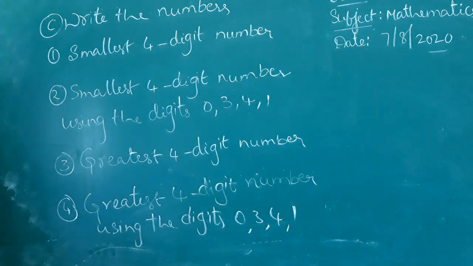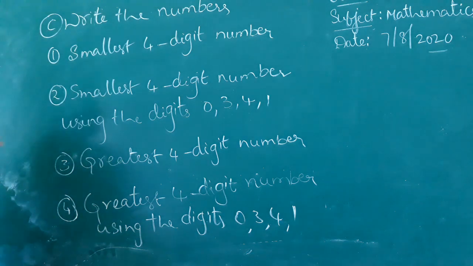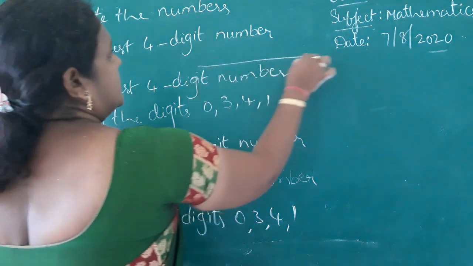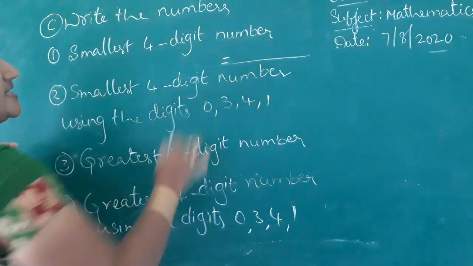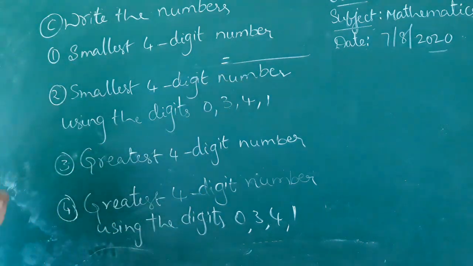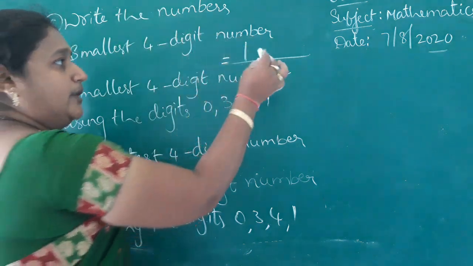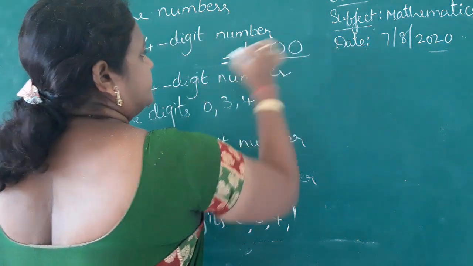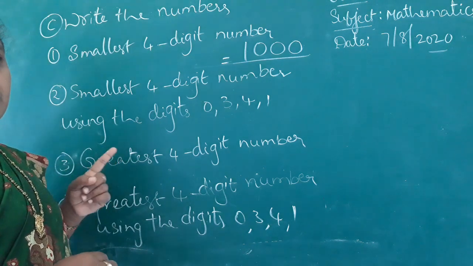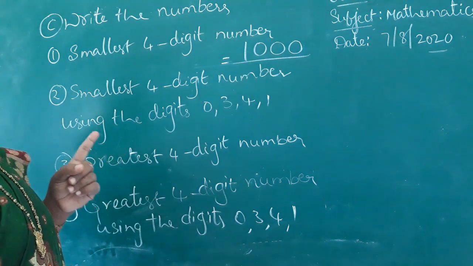Okay. See the first question. What is the smallest 4-digit number? Smallest 4-digit means it starts with 1, na? 4-digit number na. So remaining 3 place values you have to put 0. It is nothing but 1000.